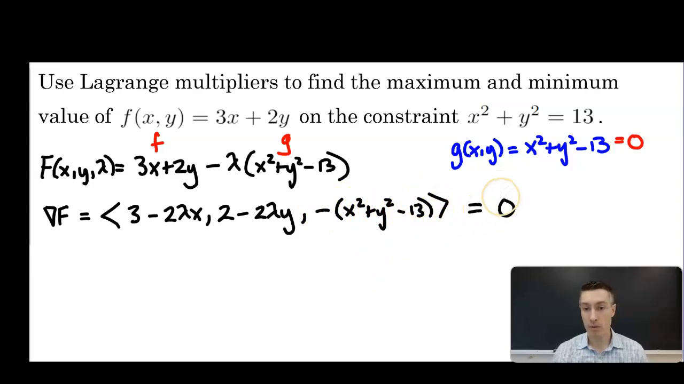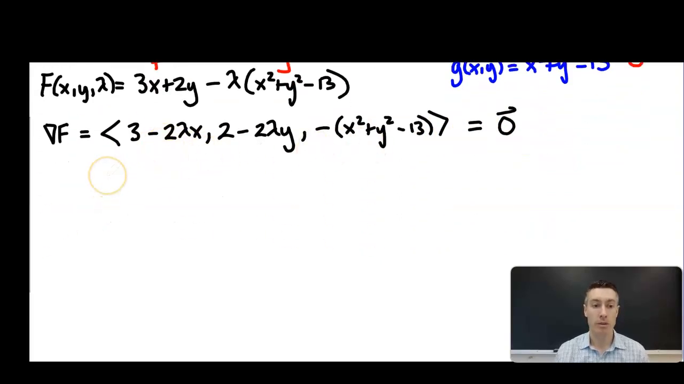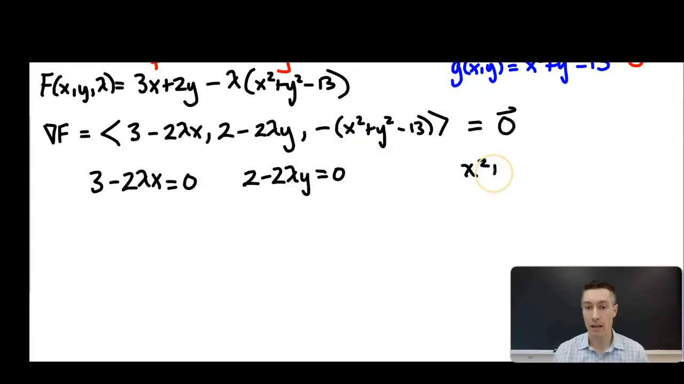Okay, and remember we're setting this equal to the 0 vector to find our critical points. So that means each component has to be equal to 0. So 3 minus 2 lambda x equals 0. 2 minus 2 lambda y equals 0. And this last component really is just our constraint curve: x squared plus y squared equals 13. So this is really nothing more than the constraint, which is always helpful to point out because any critical point that we find has to fall on the constraint curve. If we found a critical point that didn't fall on the constraint curve, then it doesn't count. We're only looking for points on this curve that maximize or minimize the function.